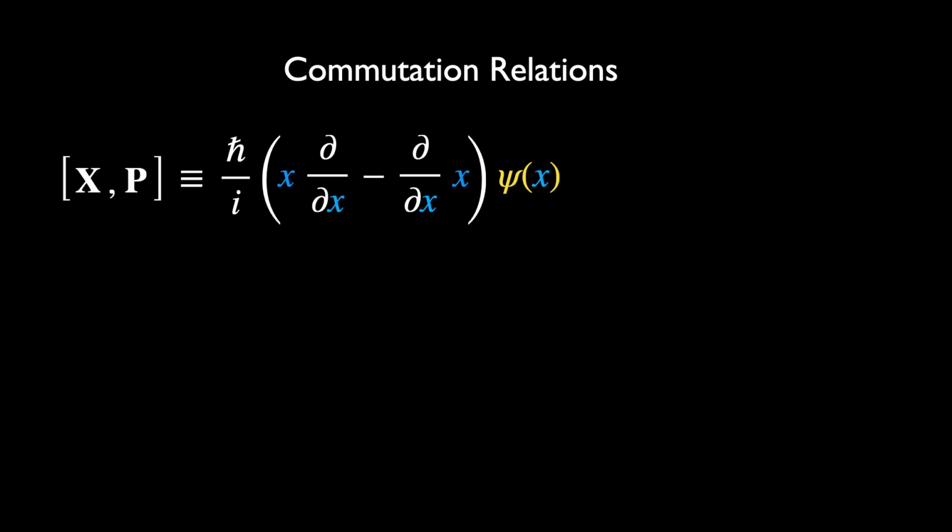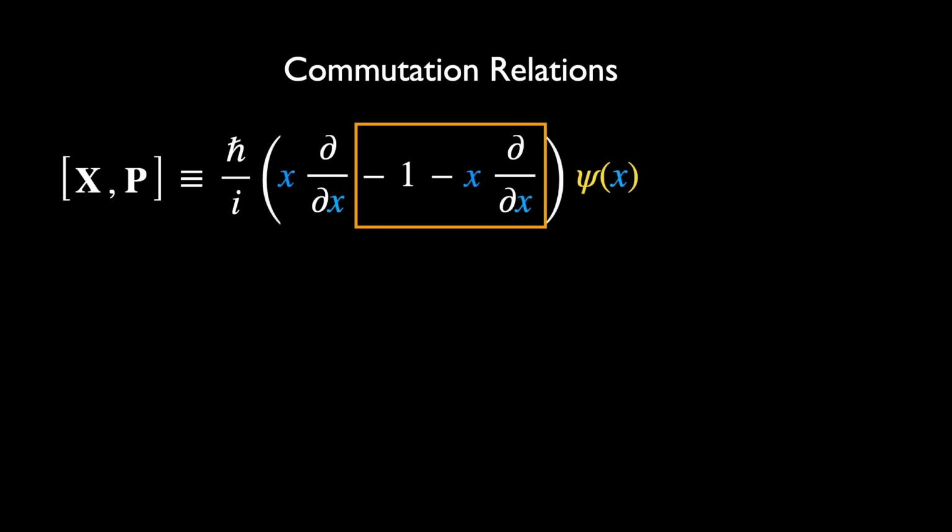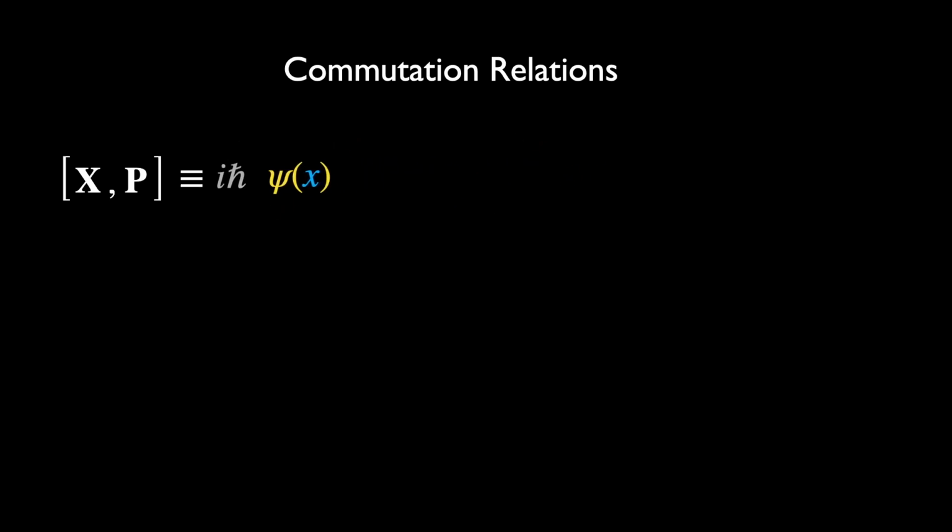After expanding out the commutator, we notice that the second term can be further evaluated using the product rule of the derivative of x. This leads to the cancellation between the first and the last term. Since psi of x is an arbitrary function, the following relation between the two operators remains.